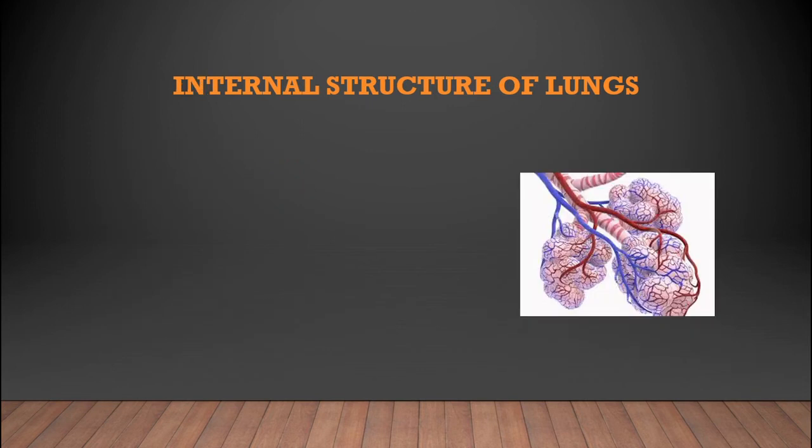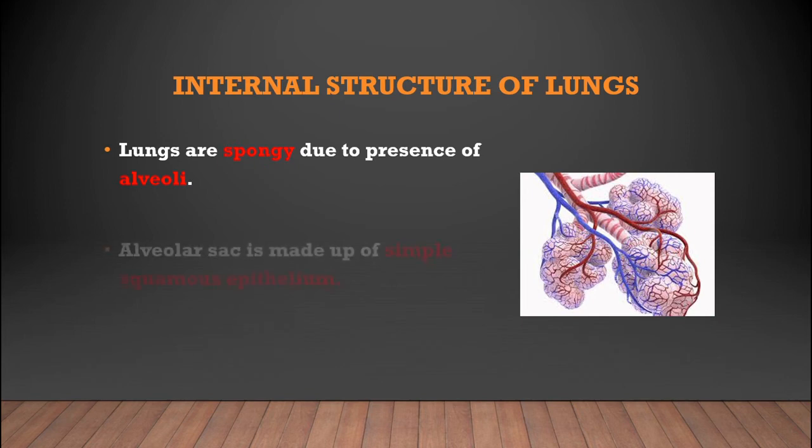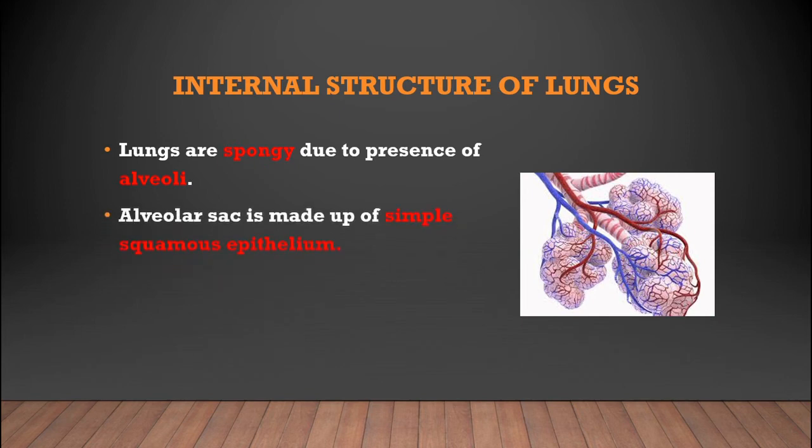Now let's discuss the internal structures of the lungs. The lungs are spongy due to the presence of alveoli. As you know, the alveoli are made up of simple squamous epithelial cells, and gas exchange occurs in the alveoli. Over 700 million alveoli are present in the lungs.